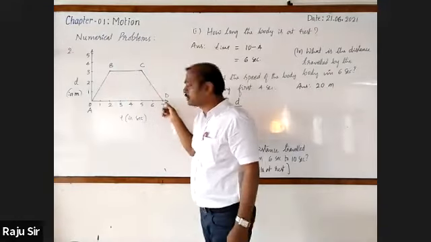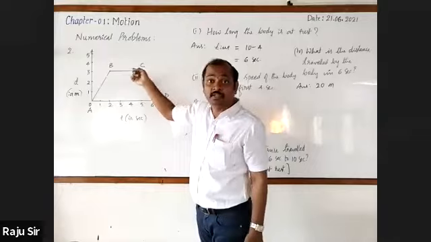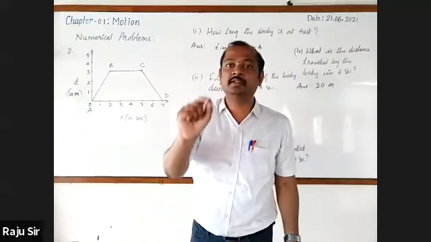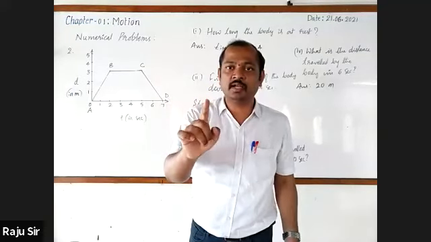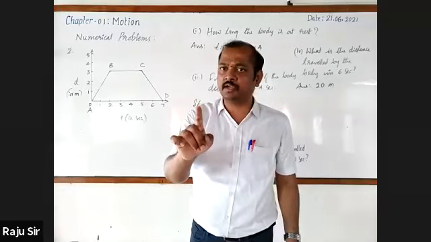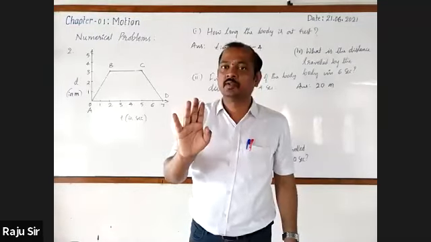And this is also constant velocity. But here, the displacement is negative. Uniform velocity. You can say that negative constant velocity. Did you understand? Yes, sir.